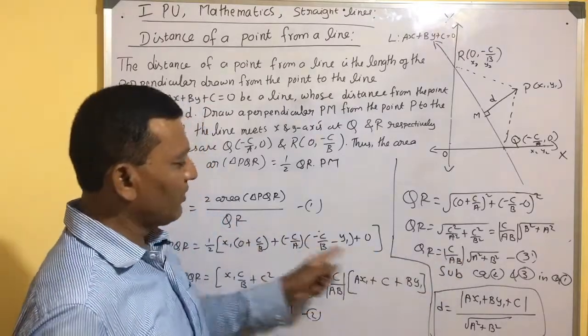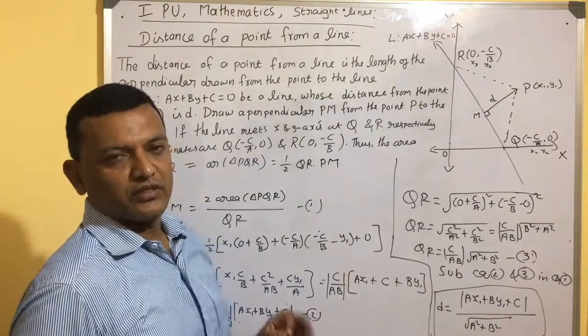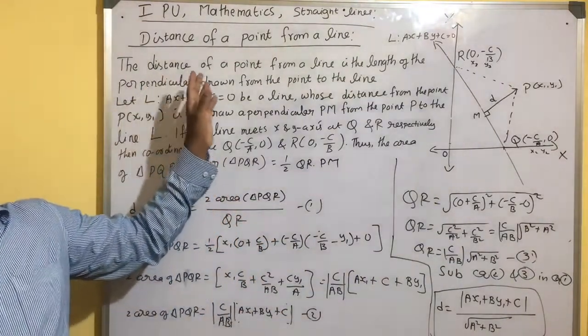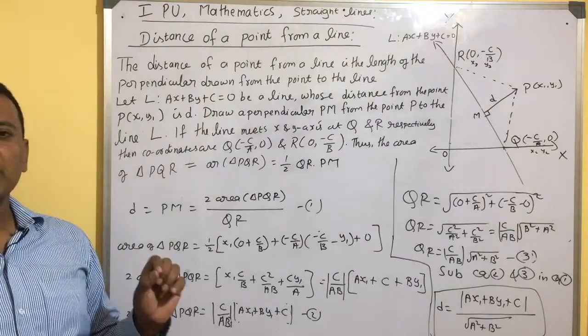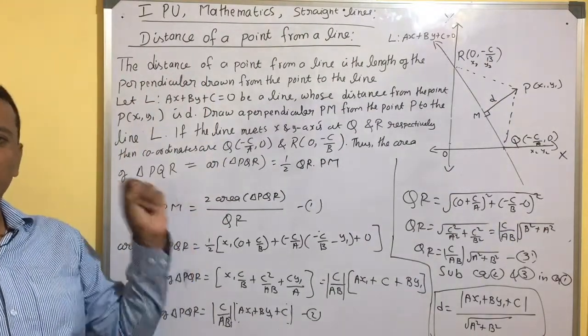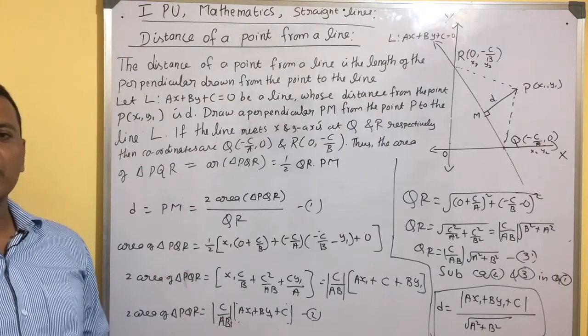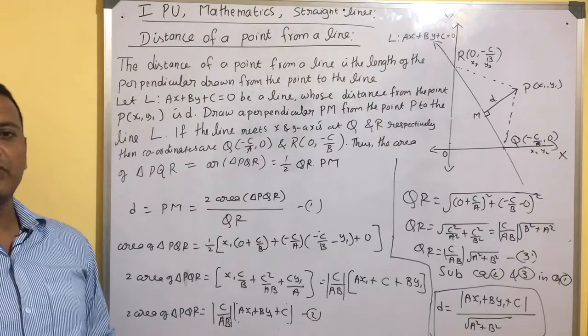Substituting this 2 and 3 in 1, we arrive at the required result. This completes the derivation of distance of a point from a line. Okay, by this I complete all the 3 derivations of this chapter, and we can discuss the important 5 marks questions of other chapters in our coming videos. Thank you.